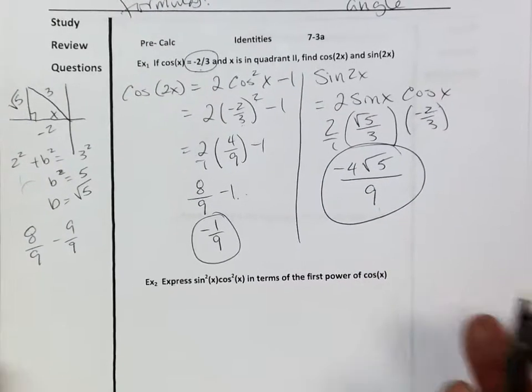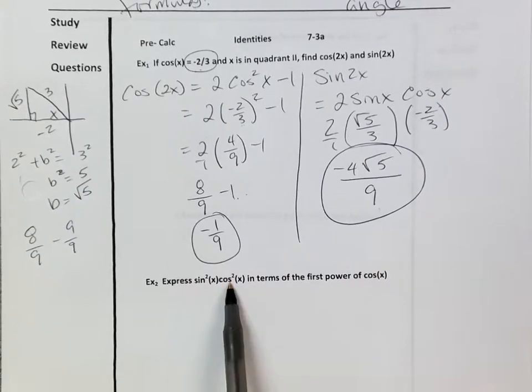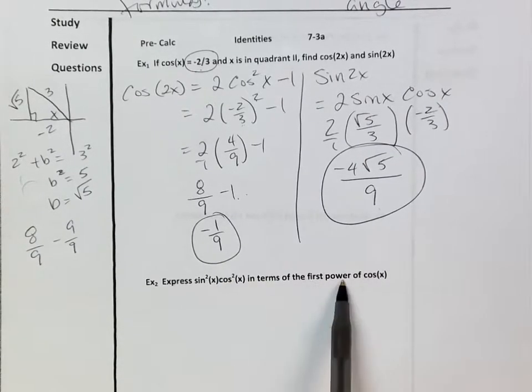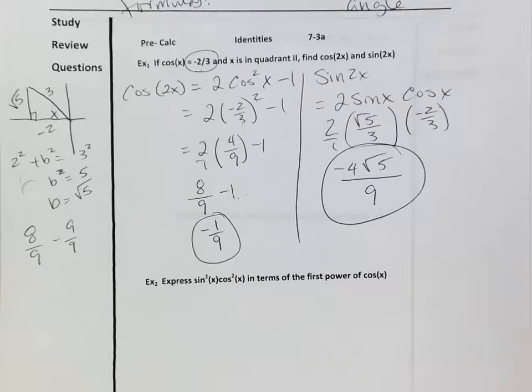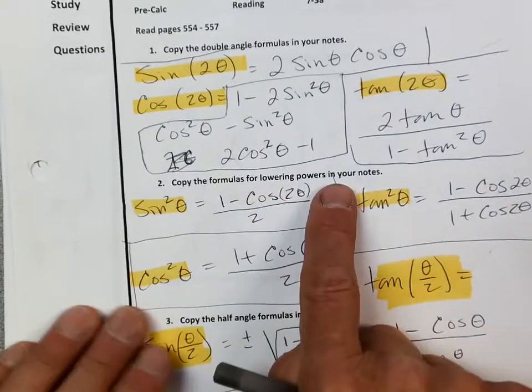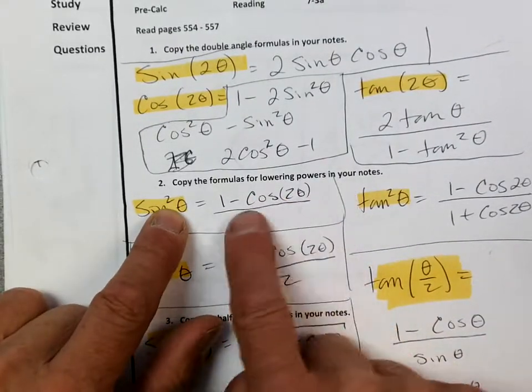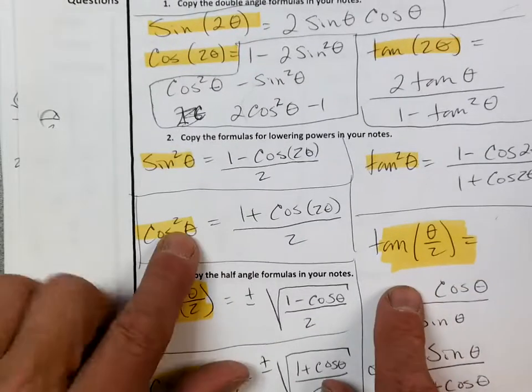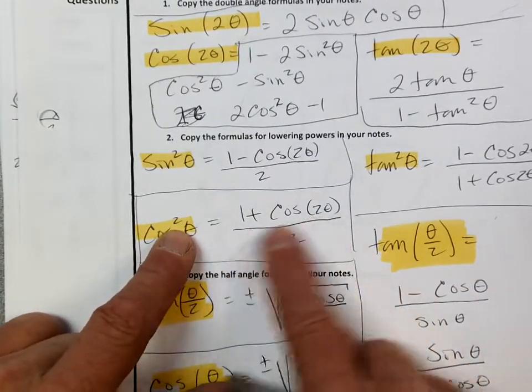Alright, example 2. Express sine squared, cosine squared in terms of the first power. First power, which means we're going to have to take it from a squared down to not a squared. So again, I look at my formulas. Well, I've got in here, they're called lowering power. So I'm going to be able to take a sine squared and make it into a lower power. And I'll be able to take a cosine squared and make it into a lower power, right? So let's use these formulas.